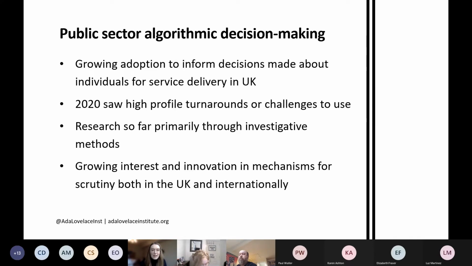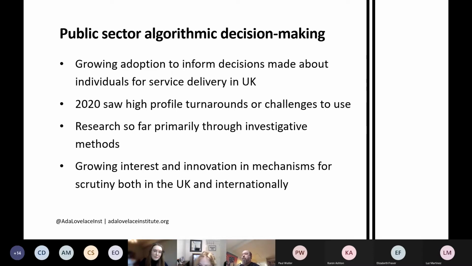And what we've also seen is that a lot of these systems are less high profile than this, and that a lot of the research into these has been conducted primarily through investigative methods, whether that's through independent investigative journalism or academic work, a lot of Freedom of Information Act requests, and things like this. And so as a result, there's been growing interest and innovation in mechanisms for scrutiny of these, both in the UK and internationally, which I will touch on a little bit later.